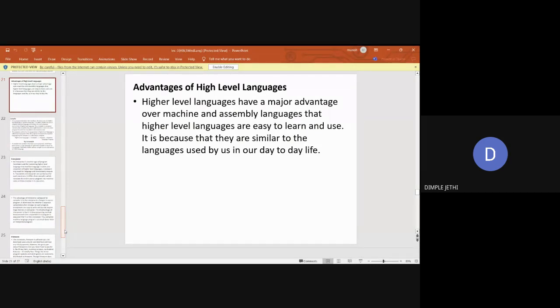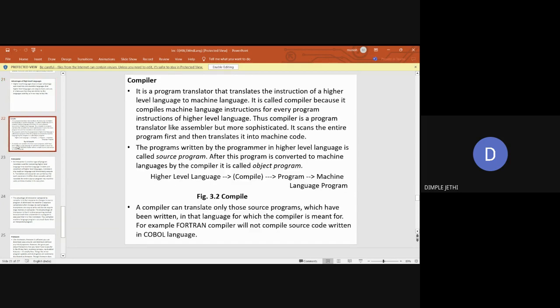But what is the requirement for that? Anyone? What do we need with the high level languages? Compilers. Compilation, right? We need to install compilers, right? So any high level language compiler will convert this into the machine level language program, right? So it will translate your source program.